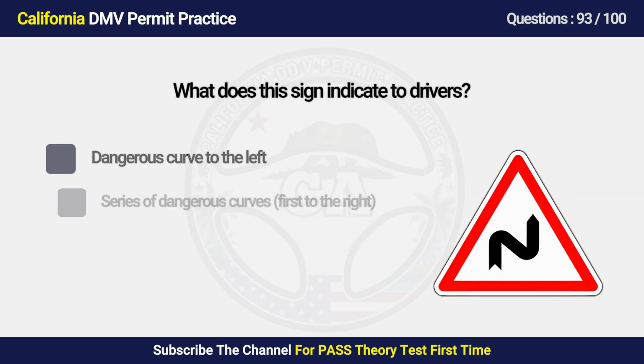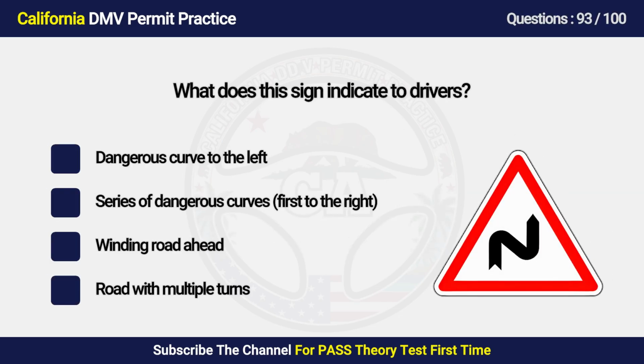Question 93. What does this sign indicate to drivers? A. Dangerous curve to the left. B. Series of dangerous curves, first to the right. C. Winding road ahead. D. Road with multiple turns.